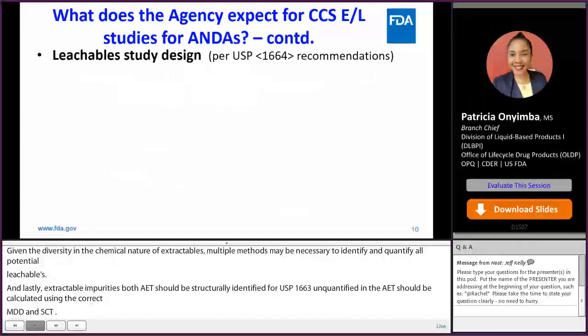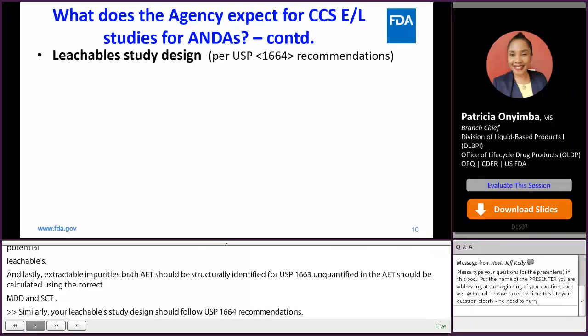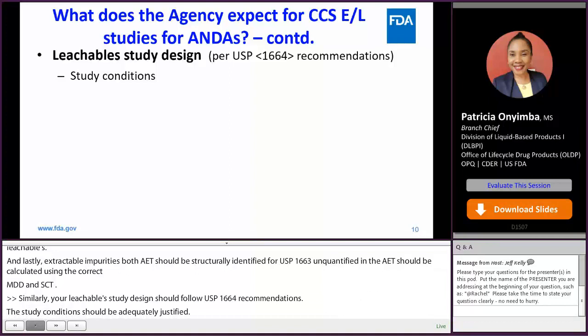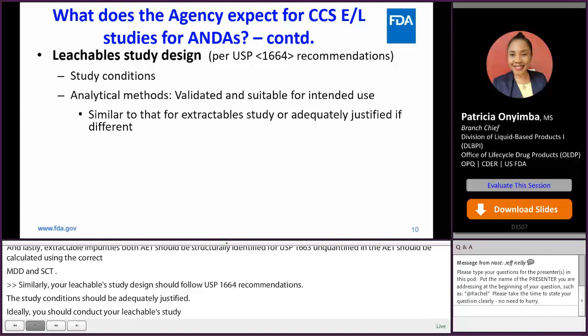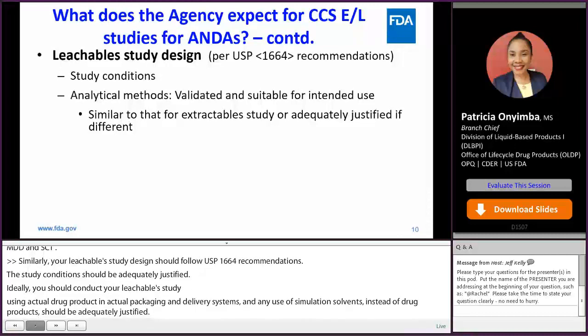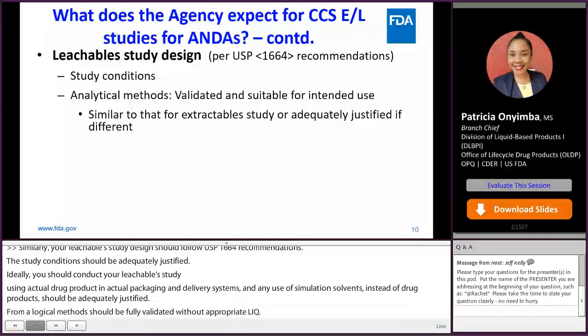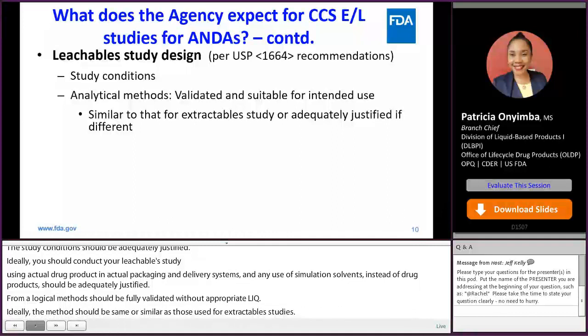Similarly, your leachable study design should follow USP 1664 recommendations. The study conditions should be adequately justified. Ideally, you should conduct your leachable study using actual drug product and actual packaging and delivery systems, and any use of simulation solvents instead of drug product should be adequately justified. Your analytical methods should be fully validated with appropriate LOQ, and ideally the methods should be the same or similar as those used for extractable studies.